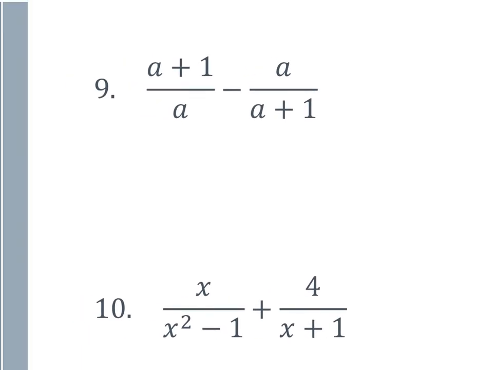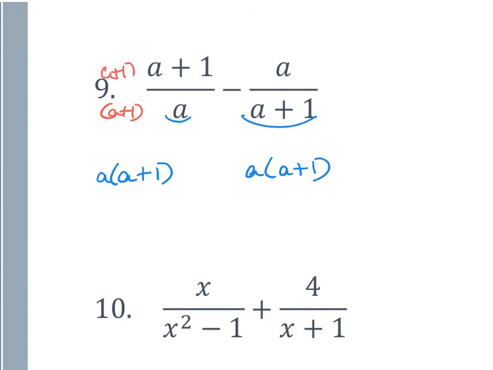Again, the common denominator, the LCM, has to be a representation of everything. So my common denominator here is going to be a times a plus 1. So the first fraction is missing the a plus 1. So a plus 1 times a plus 1. And this one is only missing the a.